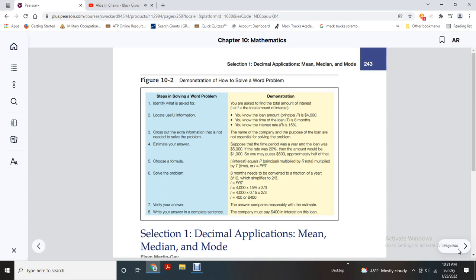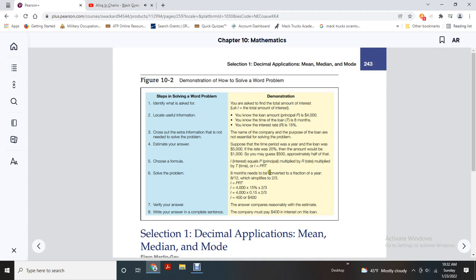4. Estimate your answer. Suppose the time period was a year, the loan was $5,000, and the rate was 20%. The interest would be $1,000. So you may guess $500, approximately half of that. Choose a formula. Interest equals principal multiplied by rate multiplied by time, I = P times R times T.